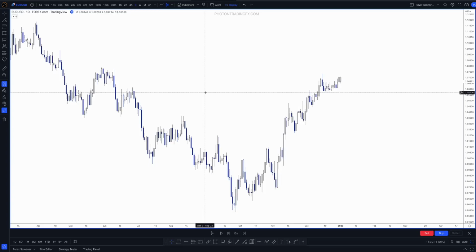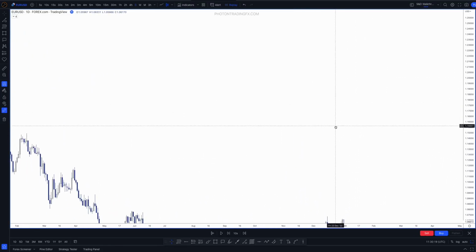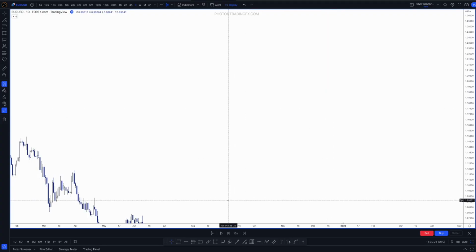Alrighty, so let's dig into actually looking at how these flip zones work in reality on the charts. Now, before we dive into that, let's keep things simple, right? Let's not overcomplicate it, because it can be very easy, as always, to overcomplicate things in trading, right?